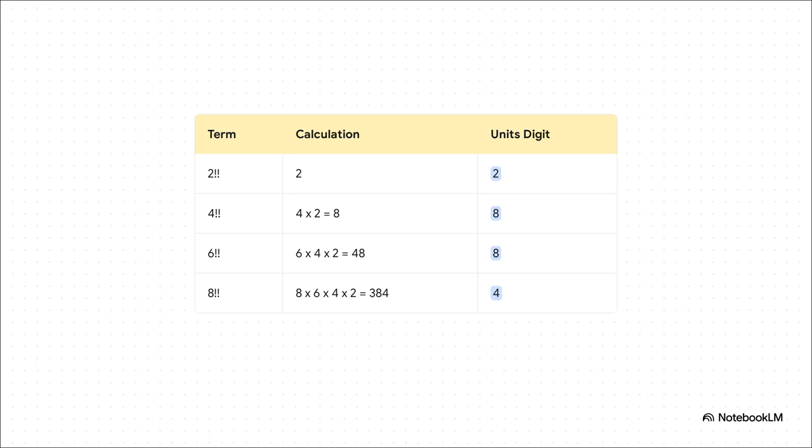So, 2 double factorial is just 2. Our first units digit is a 2. Easy. 4 double factorial is 4 times 2, which is 8. Okay, next up, 6 double factorial is 6 times 4 times 2, which equals 48. We only care about that last digit, so that's an 8. Then we've got 8 double factorial, which ends in a 4. So far, our pattern of digits is 2, 8, 8, 4. Not super obvious yet. Let's see what the next term shows us.